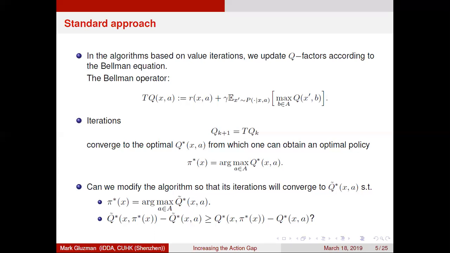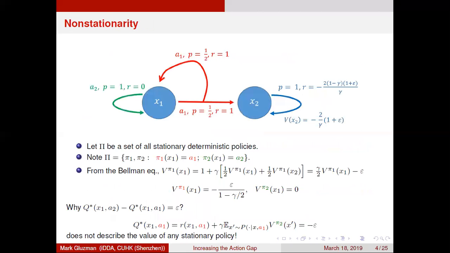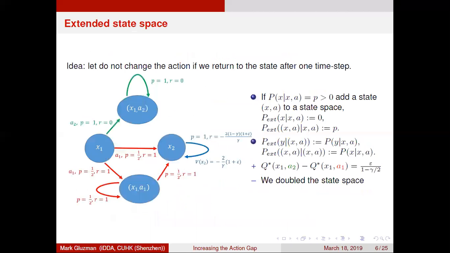So the first idea when I saw this problem and when I read the paper is: let's not change the action if we return to the same state after one time step. So basically, let's remember the action that we took in the previous iteration and add the state-action pair to the state space.